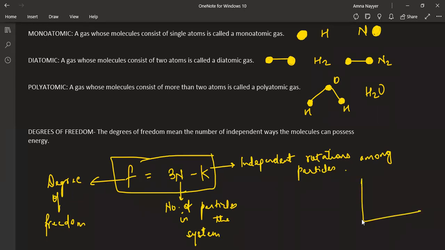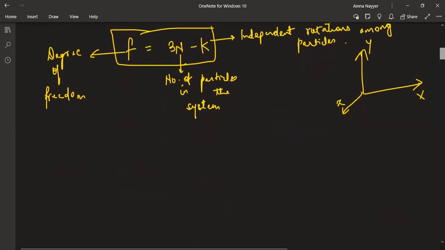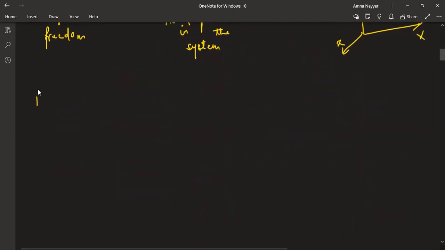So what is meant by this? This is now the formula part; what is the actual meaning? These are the axes with you: x-axis, y-axis, z-axis. If a molecule is kept in such a manner, or has such a direction, how much rotation is given, and what is the degree of freedom? Let's take it one by one. Let's take monoatomic first.